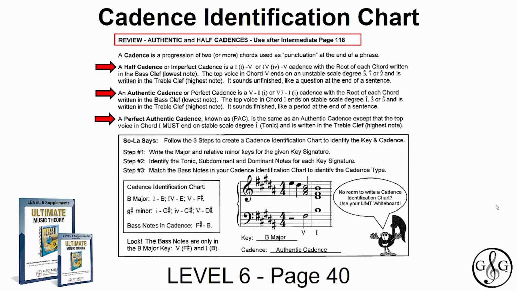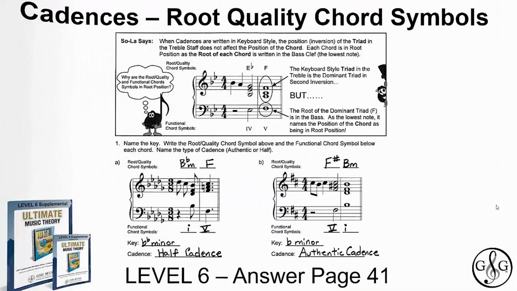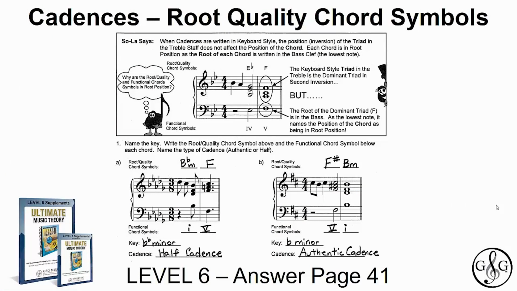So when identifying cadences, write out the cadence identification chart. This is going to make it easy for your students. Now, if there's no room to write a cadence identification chart, then you're going to use your UMT whiteboard. Now, cadences are also identified by the root quality chord symbol.